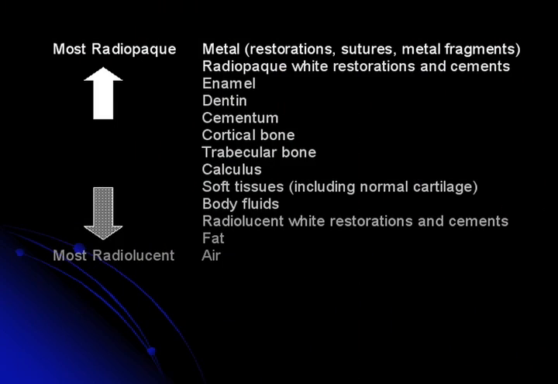Like most X-rays, you get a lot of information about density, and density is very important. So the most radio-opaque being here and the most radiolucent being here, you can tell from these images with pretty good precision whether something is metallic, whether it's a restoration or a cement, whether it's enamel, dentin, or cementum, cortical bone versus trabecular bone, calculus, soft tissues, and then going all the way down here to fat and air. Okay, so that's why the sinuses, for example, appear very black, because they're very radiolucent. They're empty space, basically, with air in them. And then metal restorations appear very radiopaque. Okay, so the density is very important.